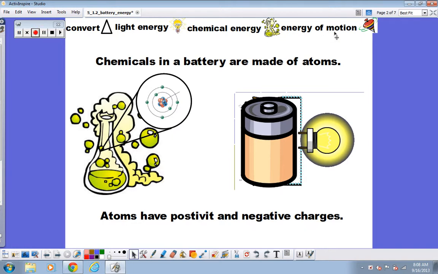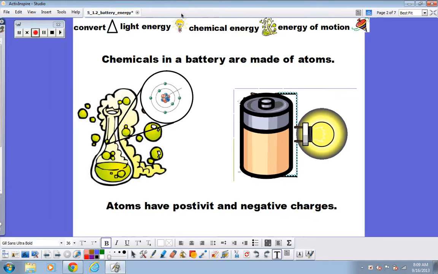The first thing that we need to know today in order to reach our objective is that chemicals are inside of a battery. And the chemicals inside of the battery are made of atoms. And if you remember, every single thing on the earth is made of these tiny, tiny atoms that we can't see. And the atoms are made of even tinier parts called charges.